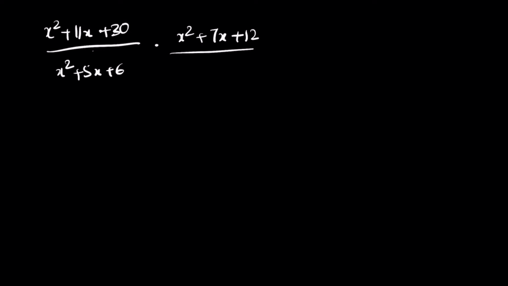You have (x² + 11x + 30) over (x² + 5x + 6) times (x² + 7x + 12) over (x² + 8x + 16). Notice that I have made it a little more complex. So try this problem. Factor each of these trinomials, try to find the final answer and cancel whichever is common. Pause the video here and try to solve this problem.